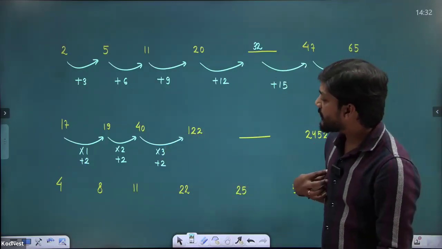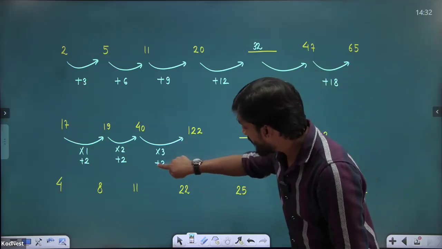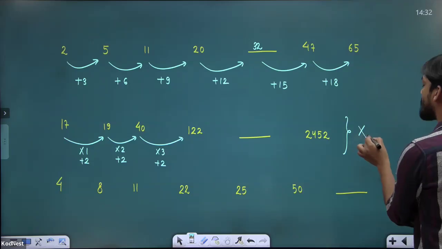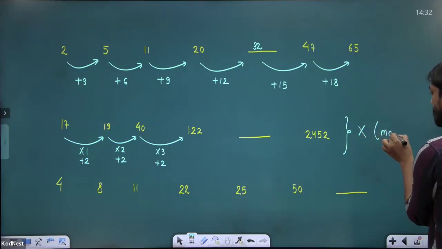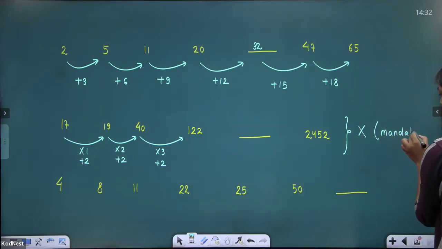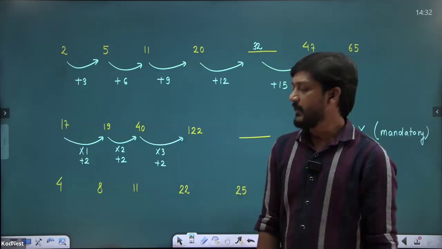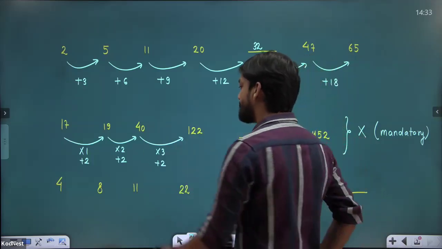So what I'm trying to say is don't think just addition. With addition, think multiplication also. Multiplication mandatory, you have to think. Because there is a huge difference from the last and the first value. And let's see how this works out.